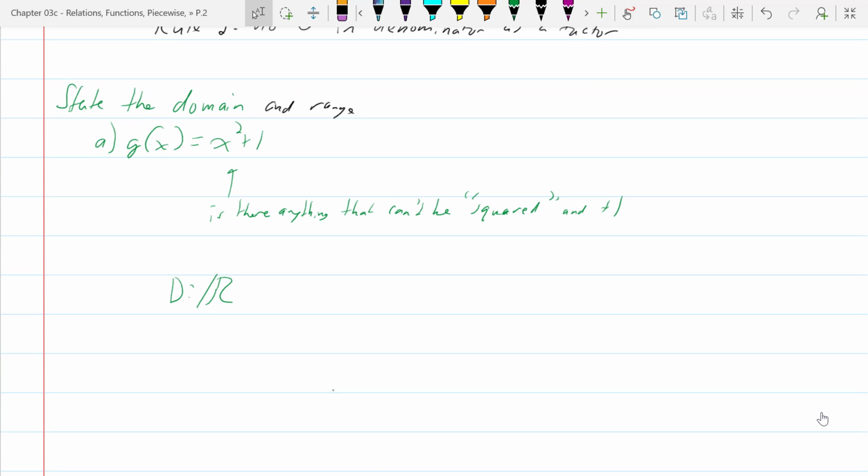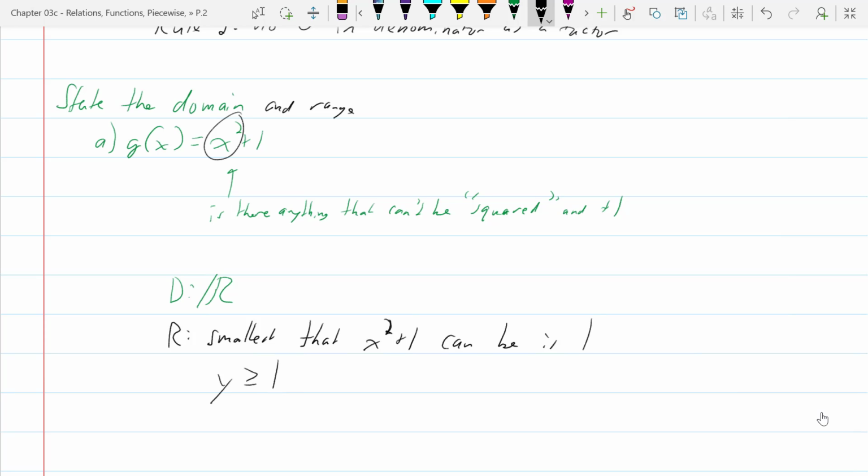The range means when I plug in values for x, what happens to y? So if I look at x squared plus 1, the smallest that x squared could ever be is 0. And so when I look at the range, the smallest that x squared plus 1 can be is 1. Smallest is another way of saying y has to be greater than or equal to 1. So that gives me the range. I'm going to put that in set notation so it looks like a better range.